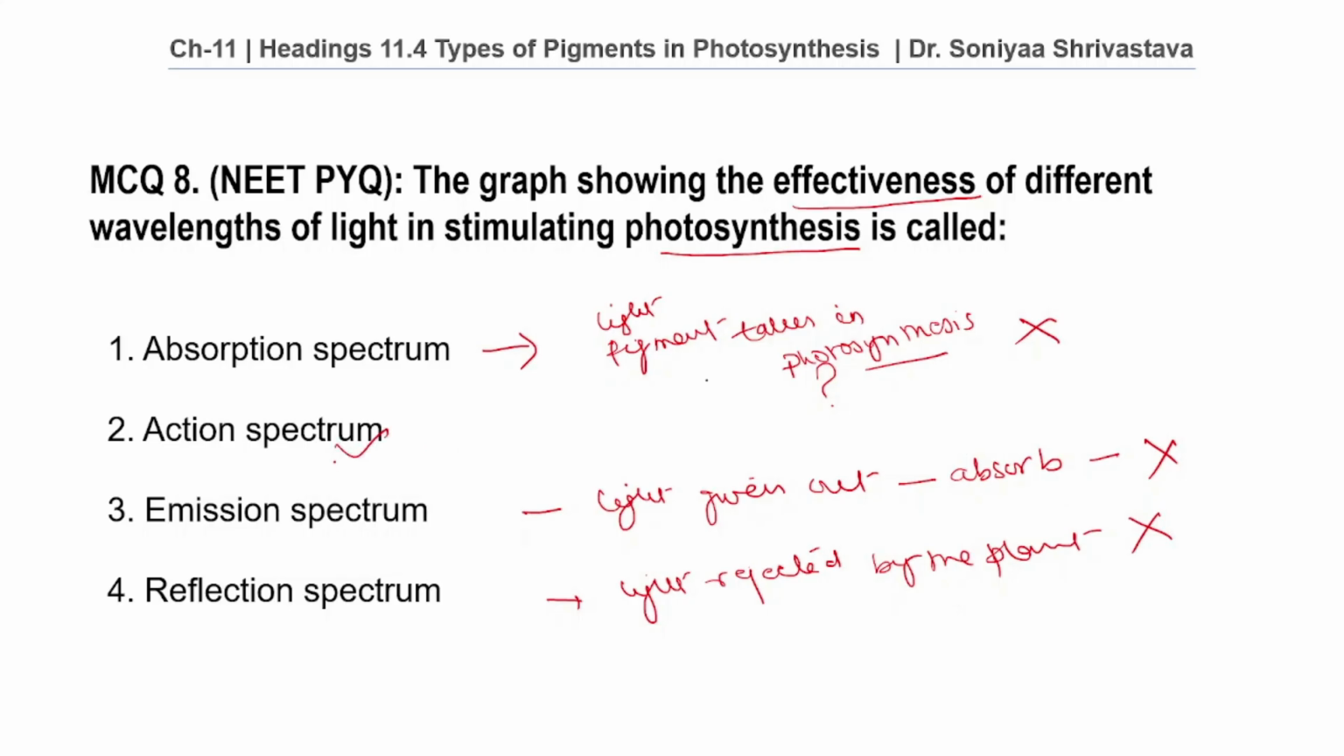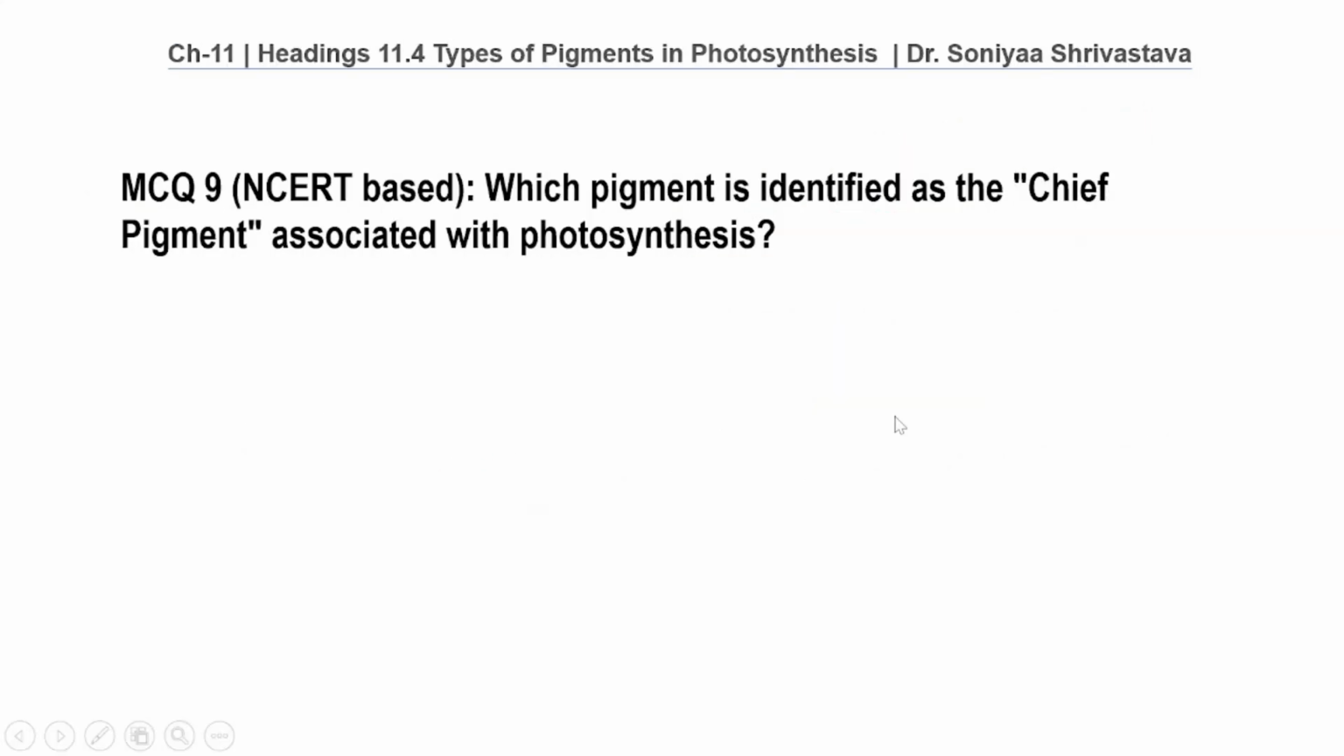Now coming to the action spectrum. Students, the word effectiveness is the key word. Effectiveness means the rate of work done. That means action. We know that the plant works hardest in the blue and the red light. That means photosynthesis is most effective there. Since the graph shows effectiveness or action, it is called the action spectrum.